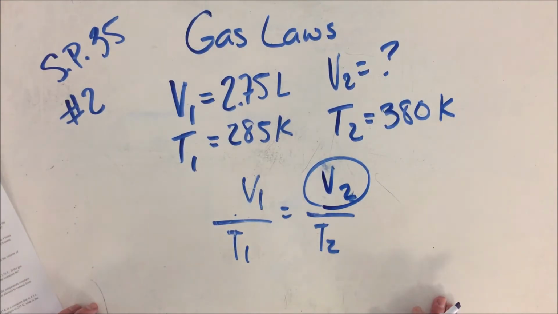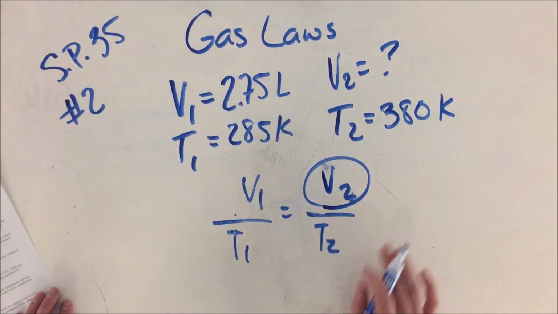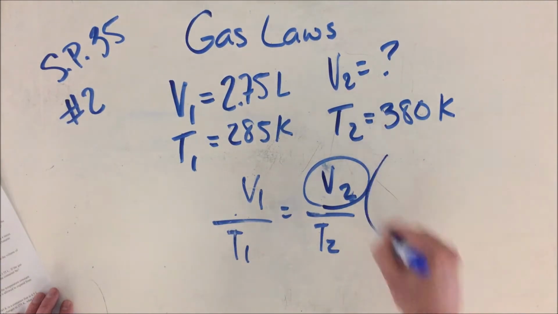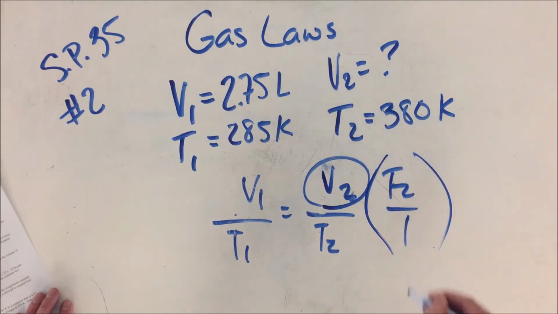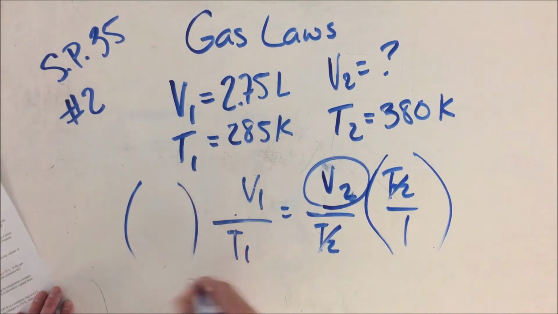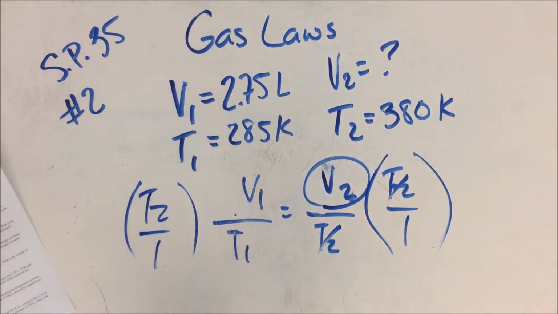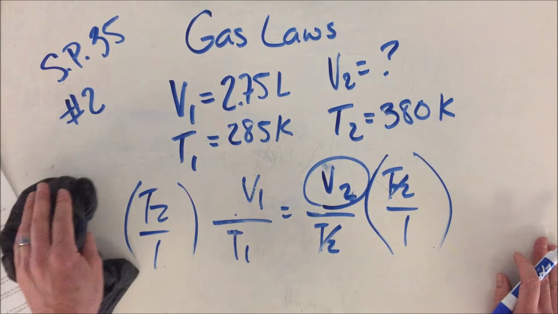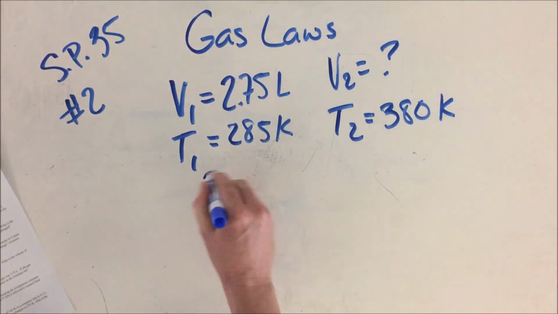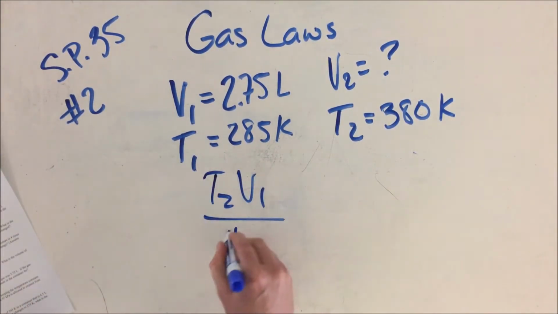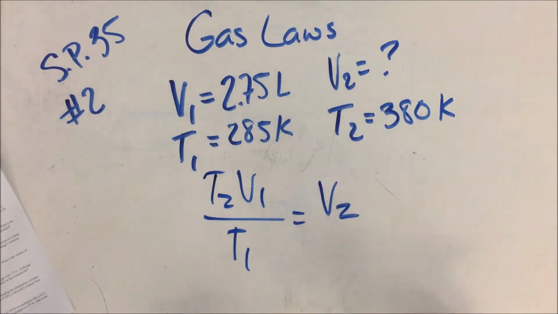The best thing that you can do before popping numbers in and then manipulating is to isolate your variable first. So I want to solve for V2. In order to solve for V2, I can multiply this side by T2 over 1. That's going to cancel out T1... I mean, T2. Whatever I do to that side of the equation, I have to do to this side of the equation. So therefore, I get T2 times V1 over T1 equals V2. Again, T2 times V1 over T1 equals V2. Now I can go ahead and pop my numbers in.